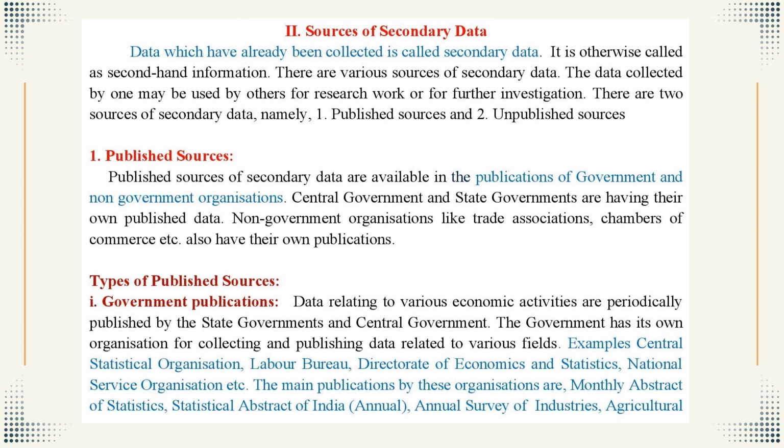In the published sources, the first one is government publications. That is, the government may publish data related to the economy, income and expenditure, budget, etc. Examples are the Central Statistical Organization, Labor Bureau, Directorate of Economics and Statistics, etc. So many organizations of the government may publish data related to the economy and social matters of the country.